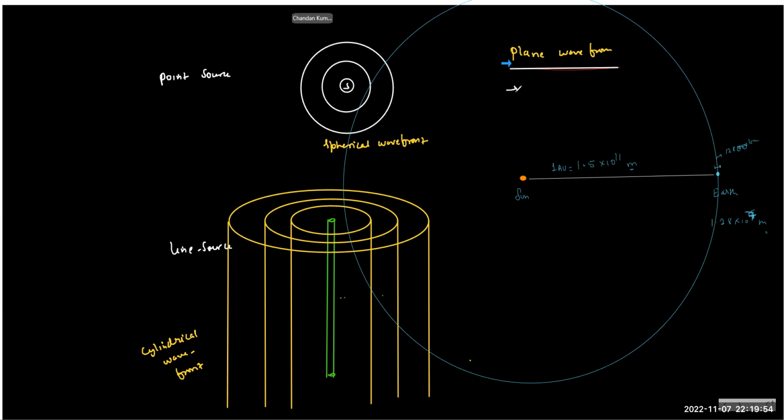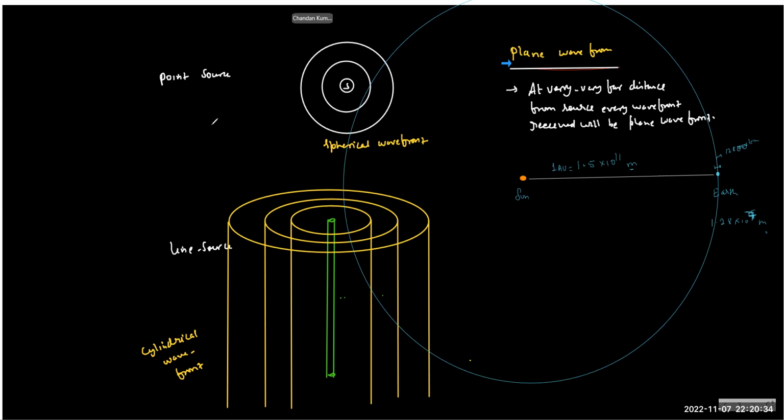So we can say at a very, very far distance from the source, every wavefront received will be a plane wavefront. I hope this is clear why we call it a plane wavefront and when we call it a plane wavefront.